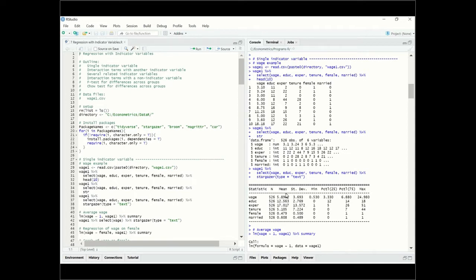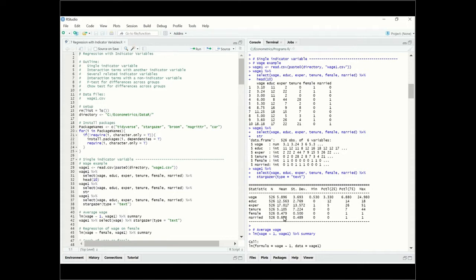And using Stargazer, summarizing the data, this is the average of the wage. So for this data set, which is older, we have $5.89 as the average wage across all people in the sample, and these are the other summary statistics. Notice that the summary statistics show that about 47% of the people in the sample are female, the rest are male, and about 60% in the sample are married and the rest are not married.